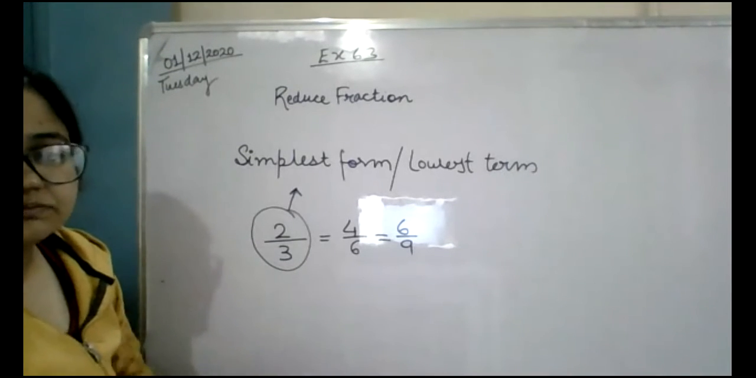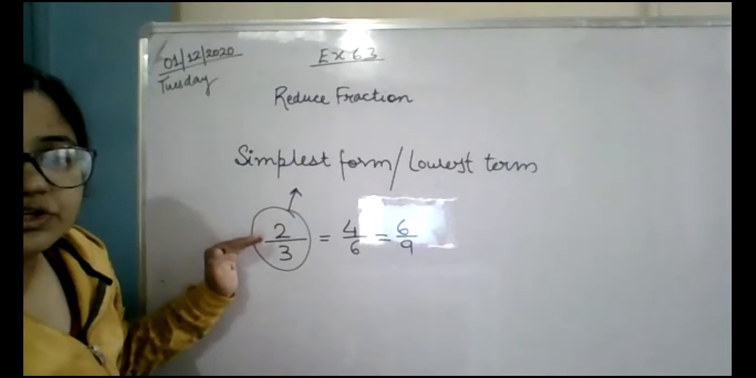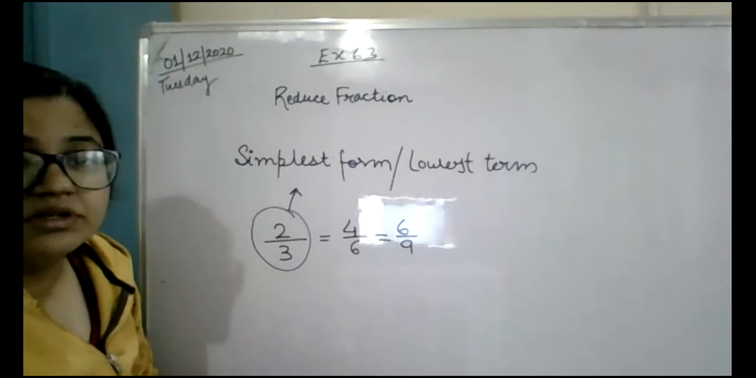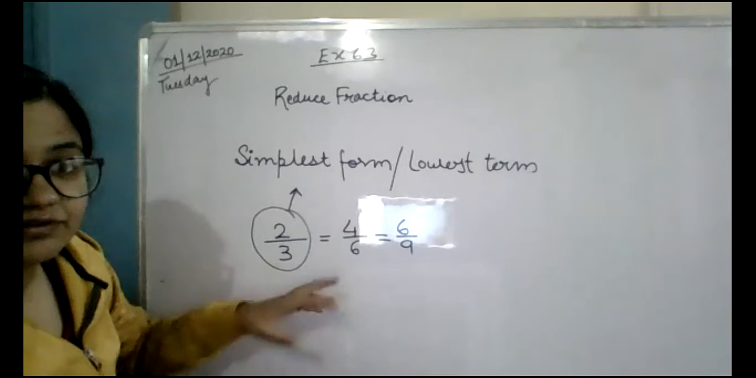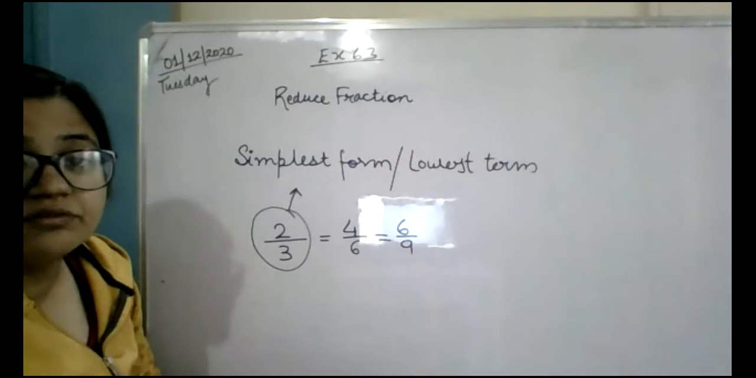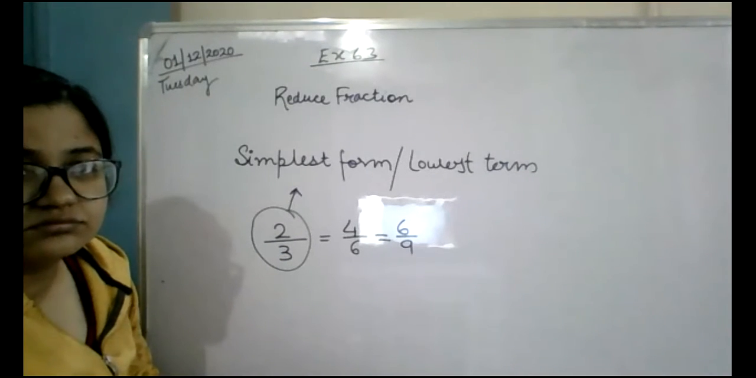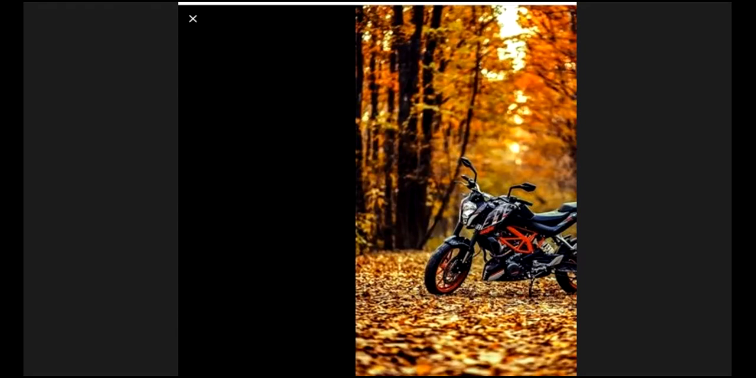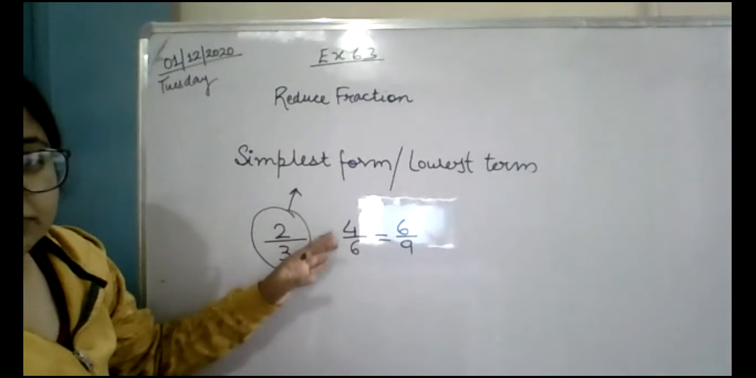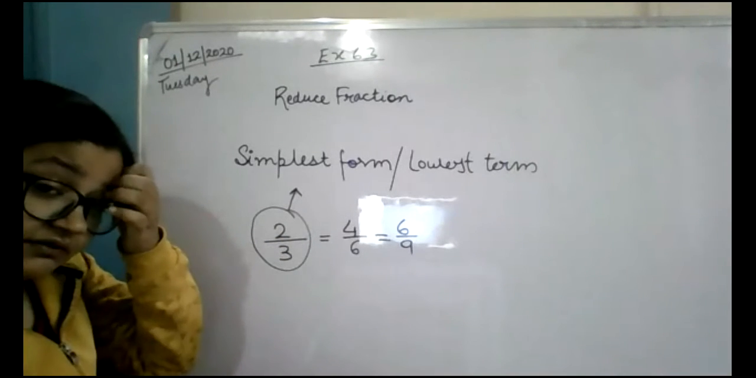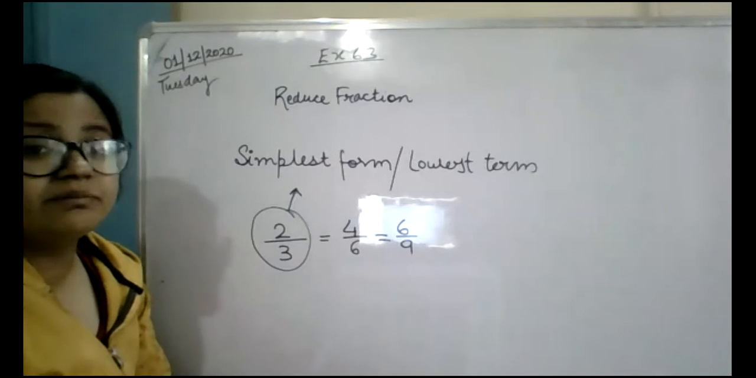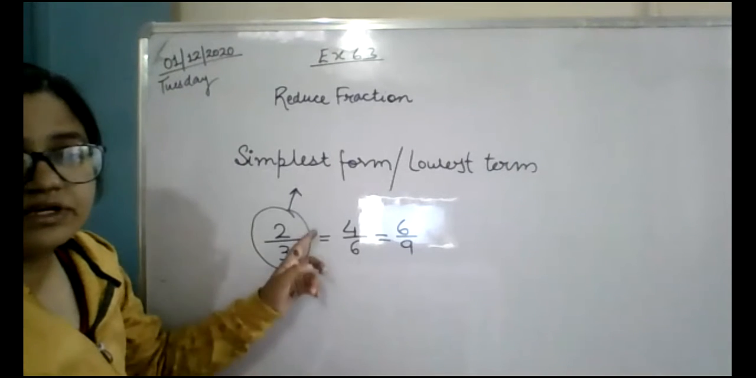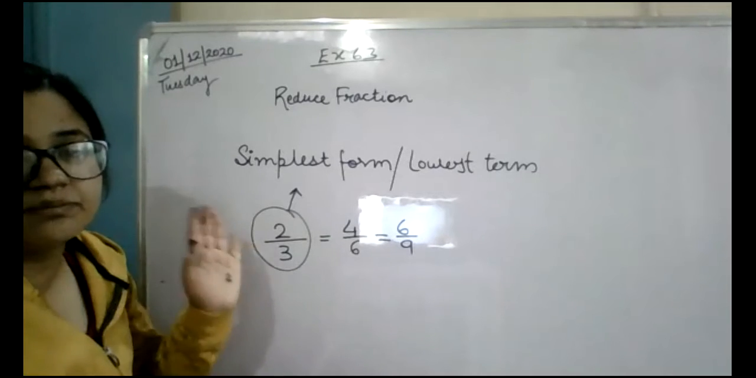Why? Because simplest form is the form in which the numerator and denominator have no common number which can divide them. For example, 4 and 6, they both are coming in the table of which one? 2. Very good. So they both are coming in the table of 2. That means if they are coming in any of the same table, they are not in simplest form.